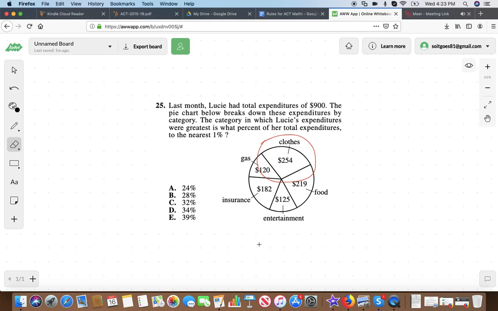Somewhere maybe between. Take a look at the answer choices. So 24 would be too small. Definitely too small. It can't be A. 28 would be in between those. So would 32. 39 is way too big, for sure. 34 is probably going to be too big. It's not a third, right?